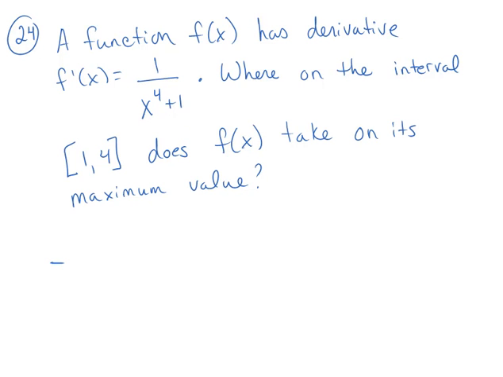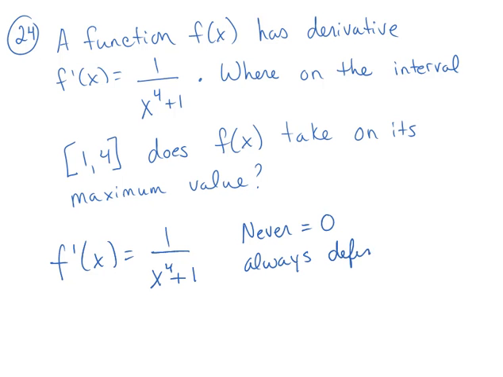But notice, we're told that f prime of x is equal to 1 over x to the fourth plus 1. So this never equals 0, and it is defined everywhere, because the only way it wouldn't be defined is if you could have a 0 in the denominator, but you would need x to the fourth to be -1, which won't happen because x to the fourth is always going to be positive. So there are no critical numbers given to you from the derivative. There are no critical numbers.